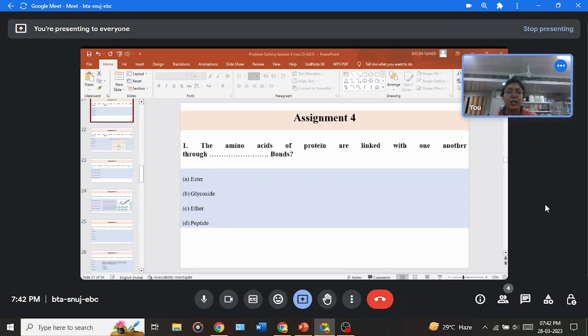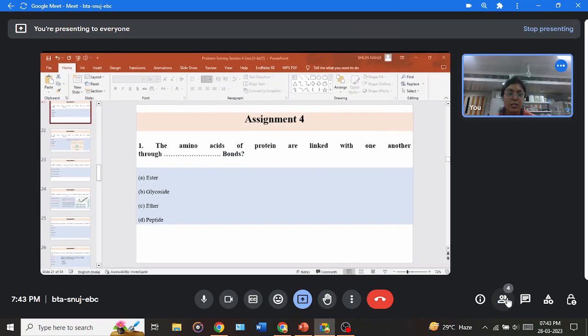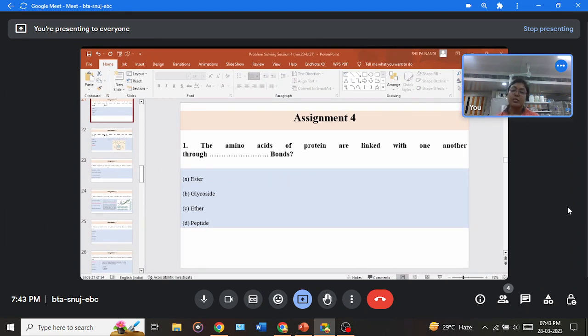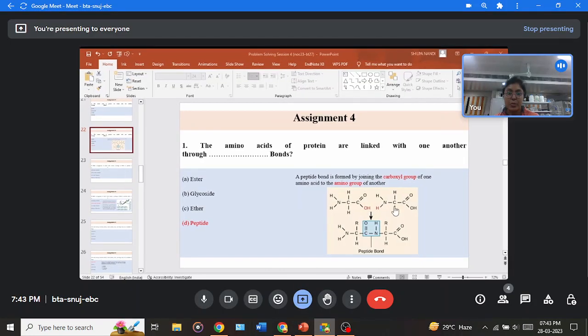Ester, glycoside, ether, or a peptide bond? Peptide bond. Okay, fine. We have got the answer from Smriti, that is peptide bond. So we'll discuss the answer. The answer to the first question is peptide bond basically.